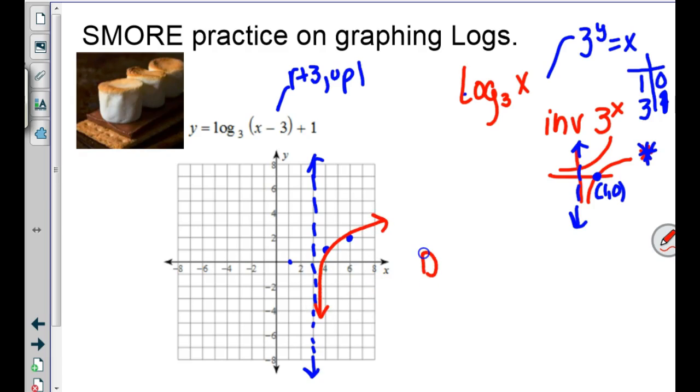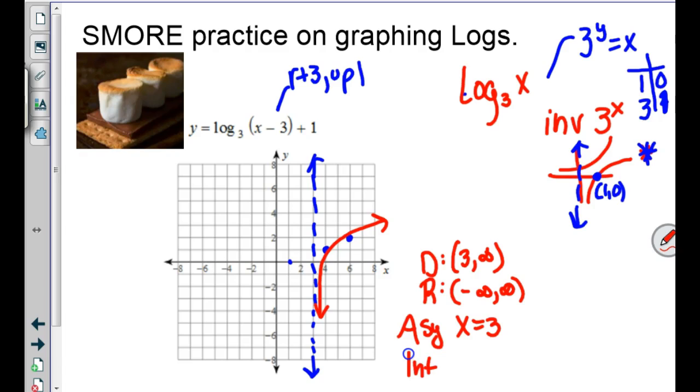Domain. Okay, range. Asymptote. Good job. And intercept. It's ugly. Yeah, it's not nice. Yeah, I wouldn't worry about it. It's not like this on the quiz, it's a basic one.